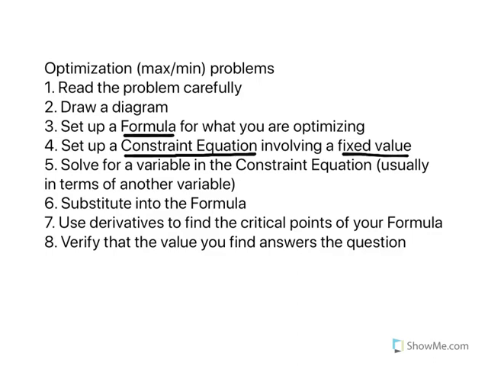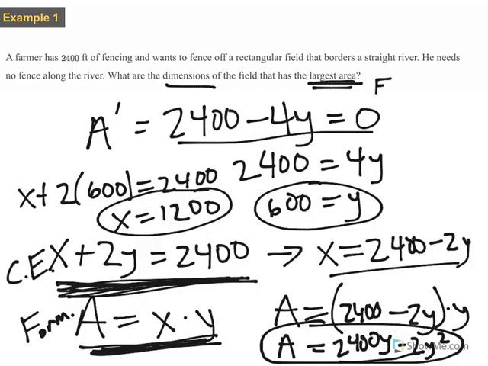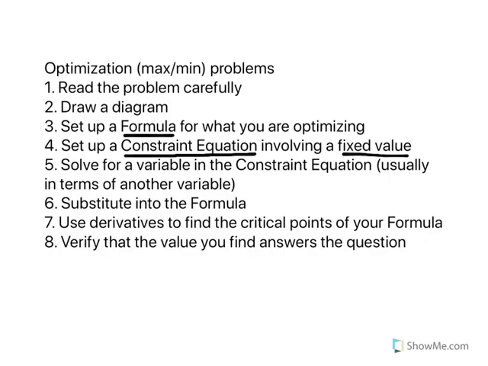Then, step number 6, once we solved for a variable, we substituted back into the formula. So area was our formula over here. We said, hey, if we know that x is equal to 2400 minus 2y, go ahead and replace an x with what x is equal to. And if you replace one of the variables, what you're hopefully going to have at this point is your formula, in this case A, that only has one variable in it. Now at this point, A only had a y in it. There were no more x's in there. So, step number 5, solve for a variable in the constraint equation. Step number 6, substitute into the formula.